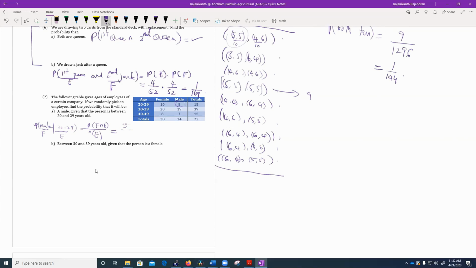My event E is what? You are choosing a person, the age should be 20 to 29. So how many persons are there in this range, 20 to 29? Now you are looking for the persons, maybe male, maybe female, but only the range of the age. Therefore, you have to look for this total now. Does that make sense?